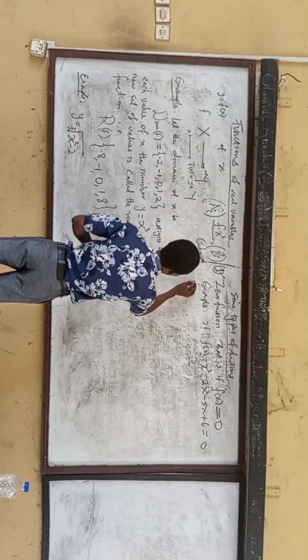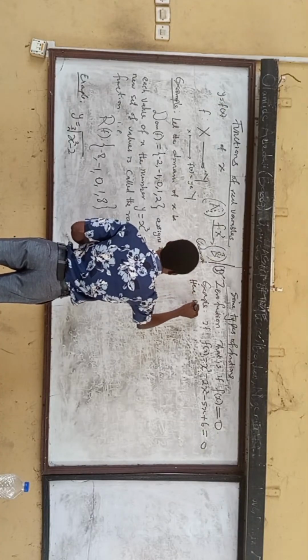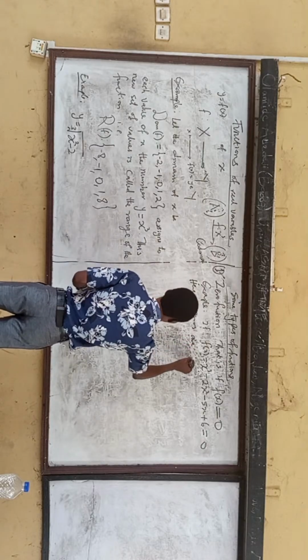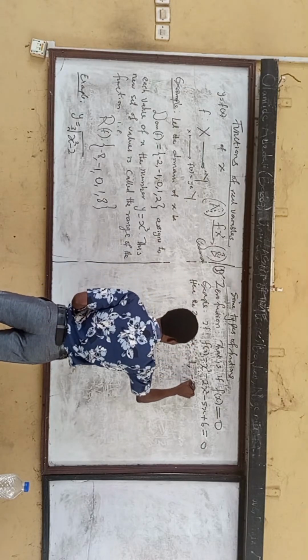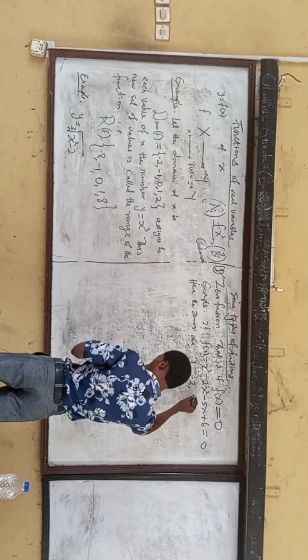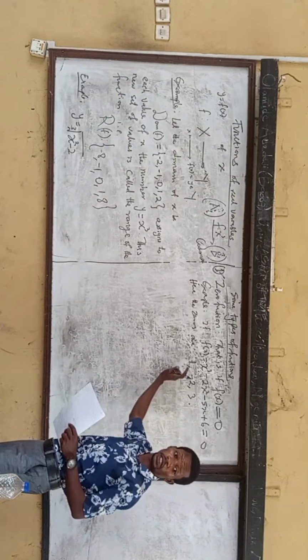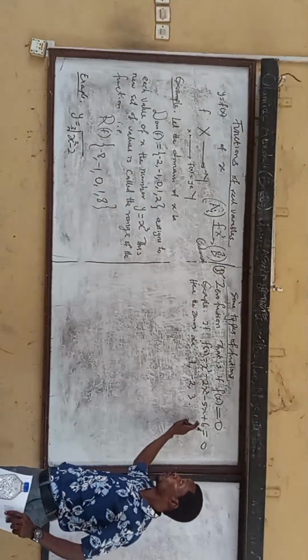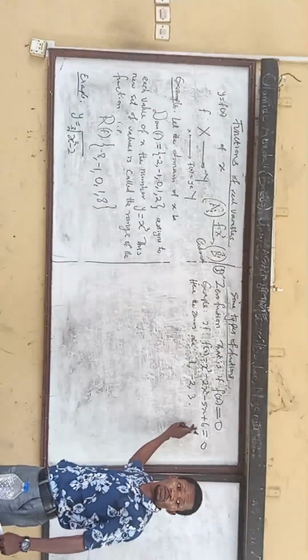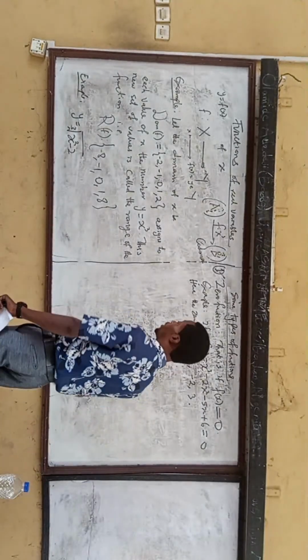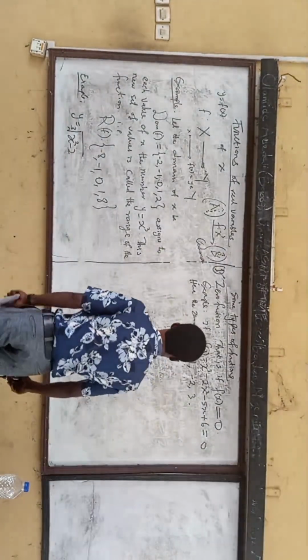So here the zeros are 1, minus 2 and then 3. The zeros of this function, that is the result you will get by solving this equation when it equates to 0, are going to be 1, minus 2 and 3.